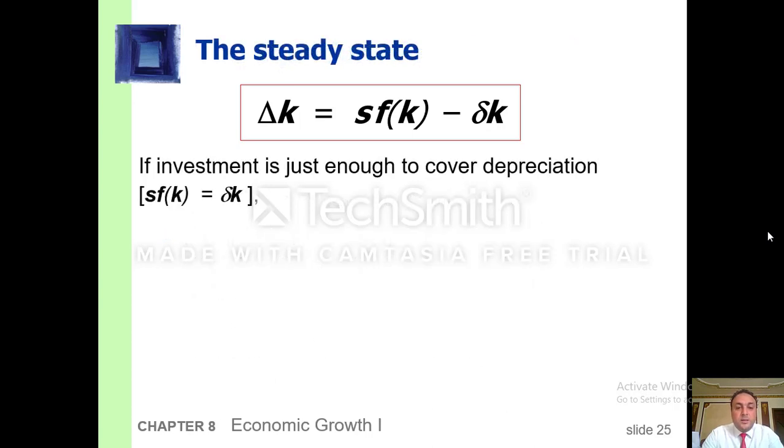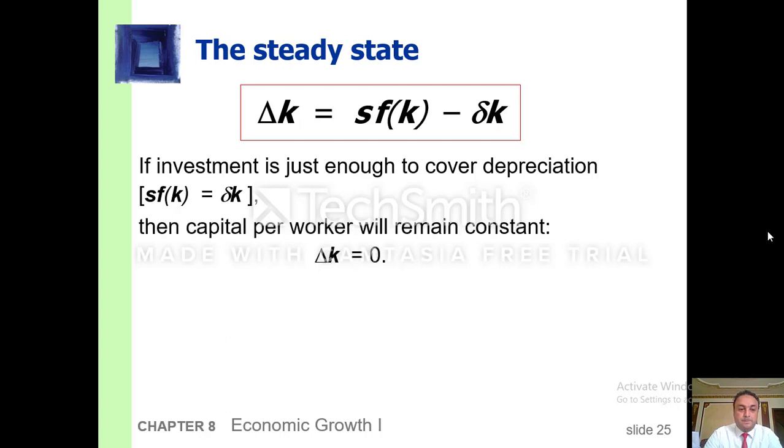Now we can see the steady state. So we saw investment increases and depreciation decreases the capital stock and so on. So in between there is equilibrium, or steady state. How? If investment is just enough to cover the depreciation, then the capital per worker will remain constant in this case. The change in the capital per worker will be zero.